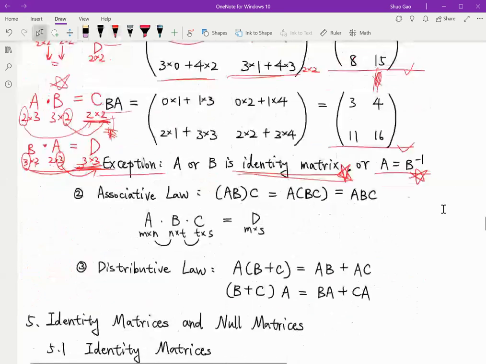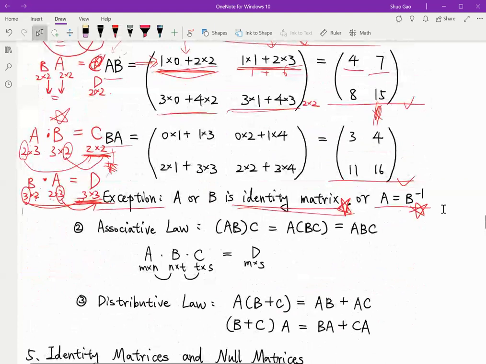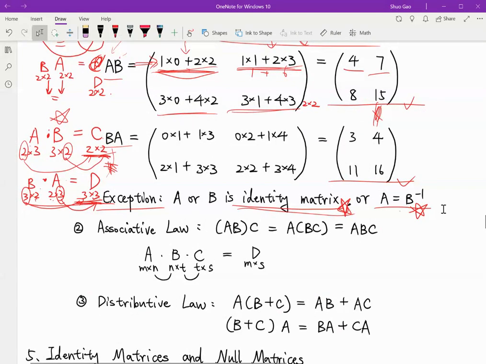And then we talk about the associative law of matrix multiplication. This means that A times B and then times C equals A times the product of B times C, right? So first combine A and B, or combine B and C. But if you keep the order A, B, C, the general order, the same, then they are the same, right?